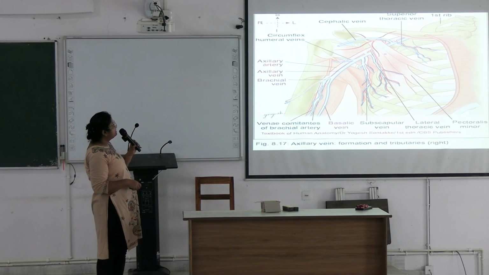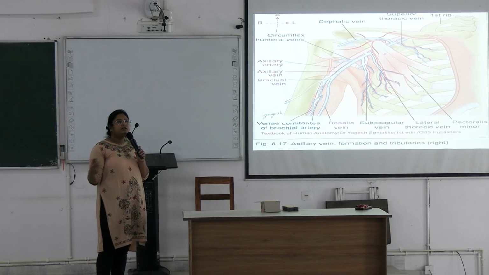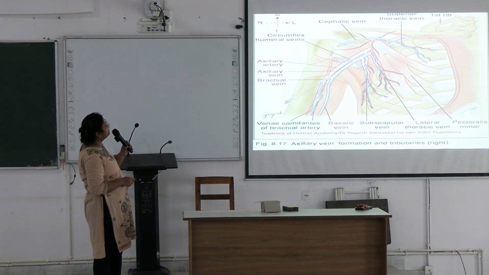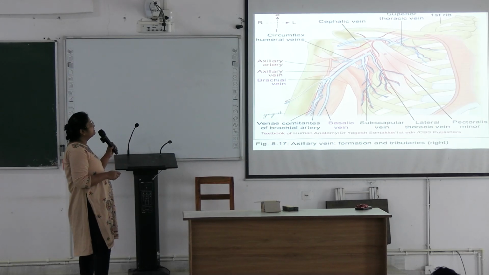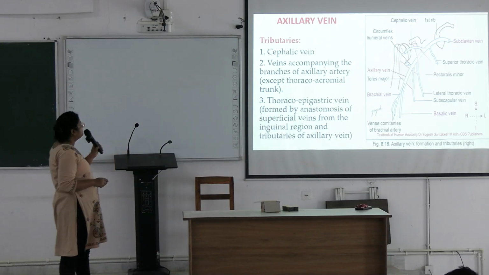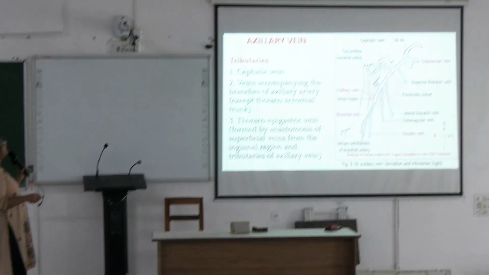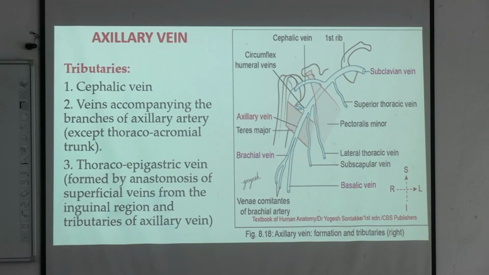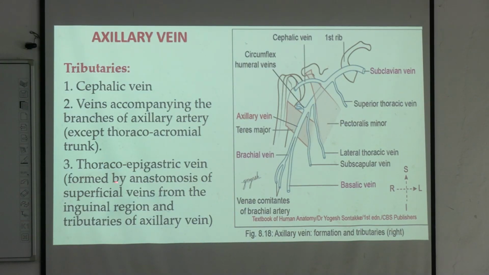Okay, and the tributaries are almost corresponding to the branches of the arteries, same name as the branches of arteries. See, the superior thoracic vein, thoracoacromial vein, here is lateral thoracic vein, subscapular vein, circumflex humeral veins. Okay, these are tributaries. So tributaries are the cephalic vein, and veins accompanying the branches of axillary artery except the thoracoacromial trunk. There is cephalic vein. No vein corresponds with the thoracoacromial trunk. Okay, and thoracoepigastric vein. This is formed by anastomosis of the superficial veins from the inguinal region and tributaries of the axillary vein.